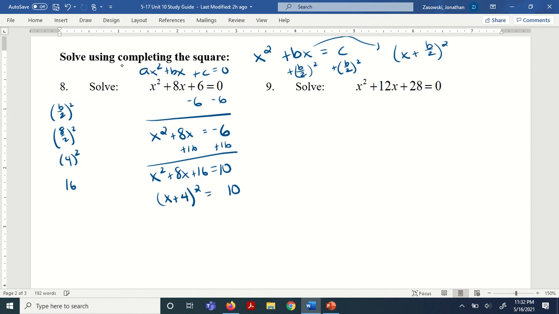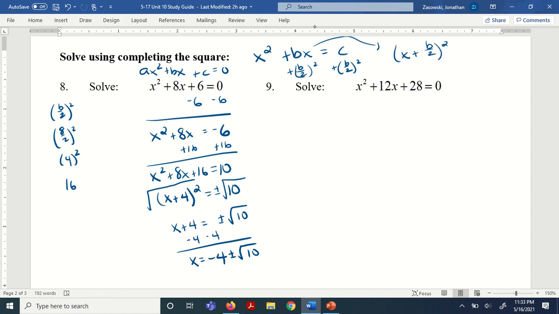Squared equals 10. Okay. So now I'm going to take the square root of both sides, and remember that plus or minus. Then the square root and the square cancel out, so we just get x plus 4 equals plus or minus the square root of 10. And then we're going to subtract 4 and we'll have our answer: x equals negative 4 plus or minus the square root of 10. You could round that to the nearest decimal by typing it in your calculator, but no need to there.